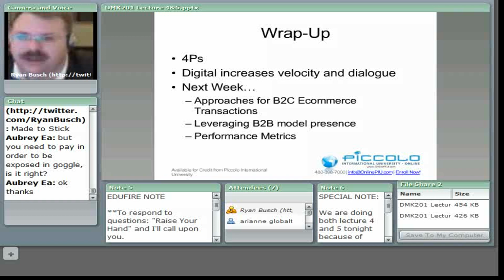Next week, same time, next Thursday, we're going to be talking about approaches for B2C e-commerce transactions. That's business to consumer, so that's selling your goods online, and leveraging B2B model presence. If you've got a business that is focused on selling to other businesses, how are you going to establish your presence in the digital world? And we'll be talking about performance metrics.